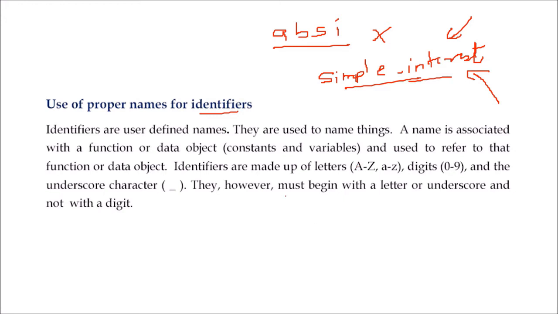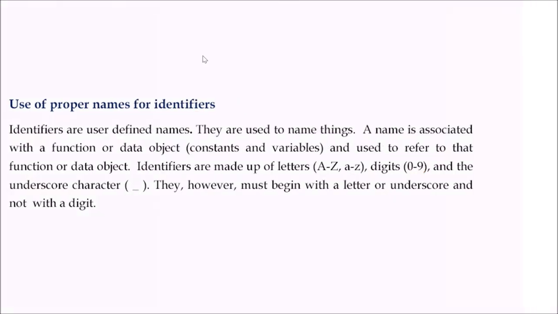For identifiers, you can use capital A to capital Z, small a to small z, and 0 to 9. You cannot start with a number, but you can start with an underscore. But this underscore is normally, trivially, used for system calls or system commands. So let us use this kind of approach.